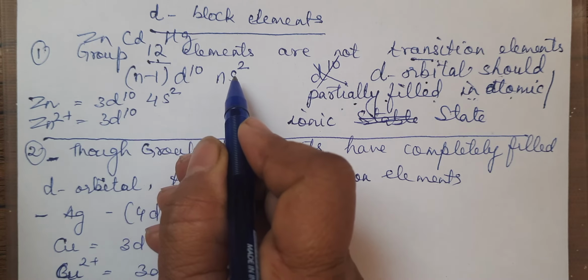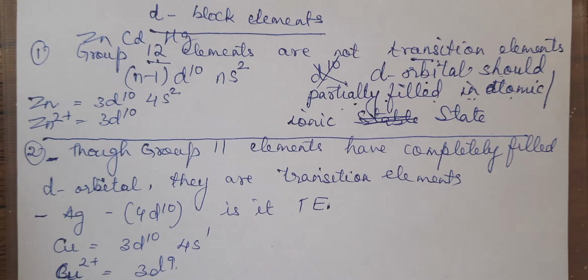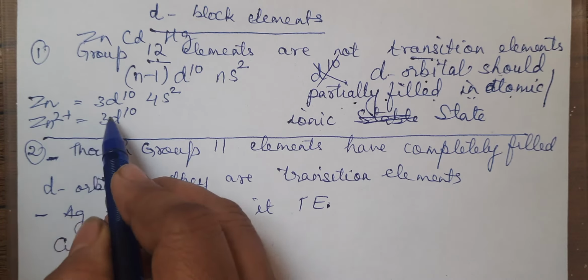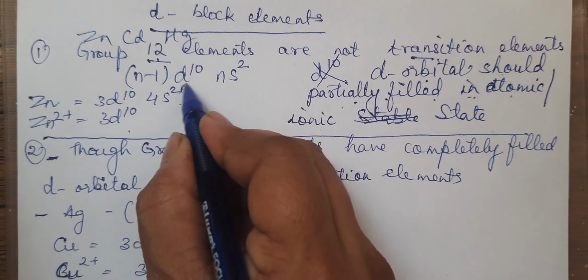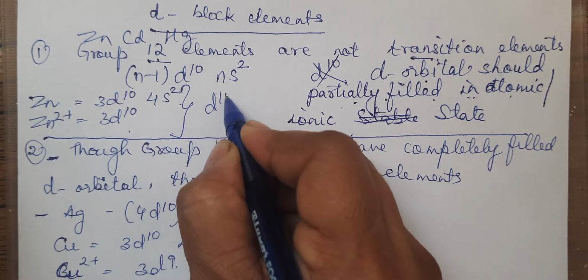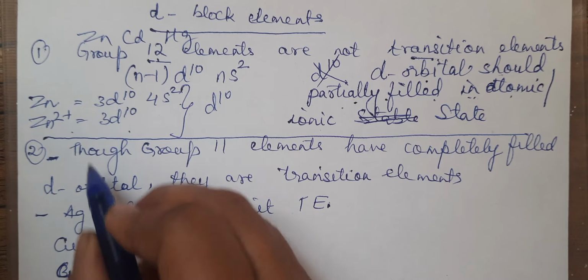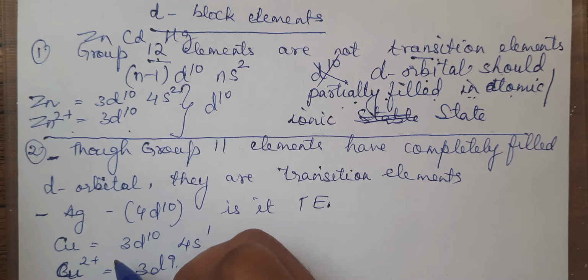(n-1)d10 ns2. That means d is completely filled. And let's see in ionic state what it is. So I've taken example of zinc, right? You can take zinc. Configuration of zinc in the atomic state is this. Ionic state is 3d10. That means in both the states it is having d10. Since they have d10 configuration in both atomic as well as in ionic state, they are not transition elements.